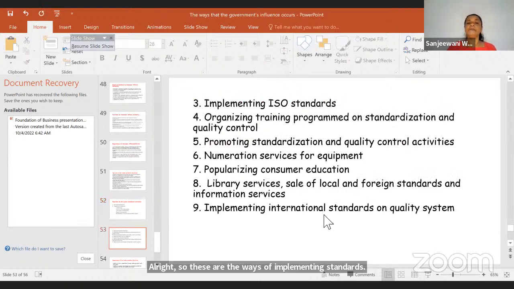Now, the third one, implementing ISO standards. Then the fourth one, organizing training programs, right? Then promoting standardization and quality control activities. Then calibration services for equipment, popularizing consumer education. Then they provide library services as well, right? They sell local and foreign standards and information services. They implement international standards on quality systems, right?